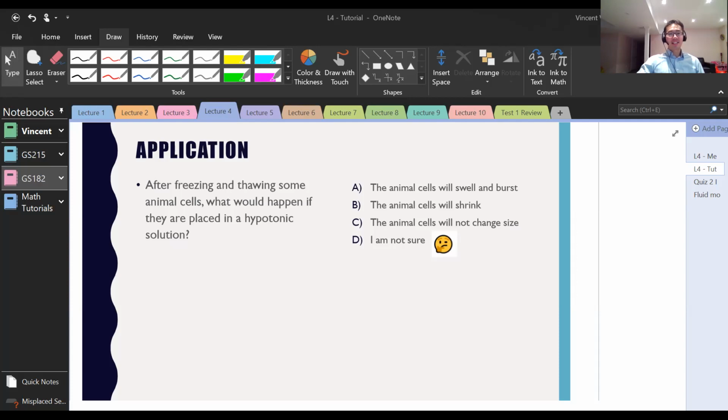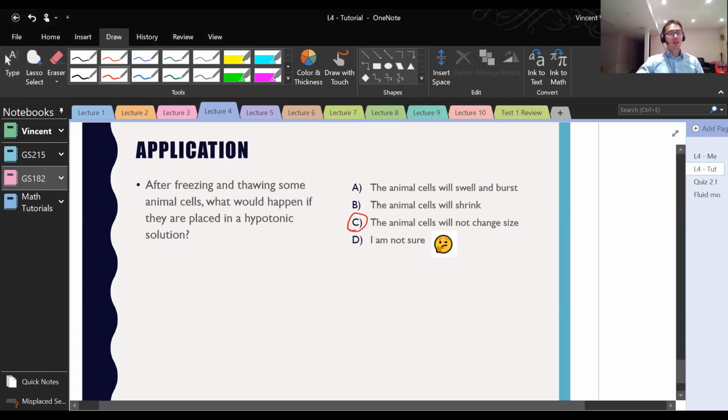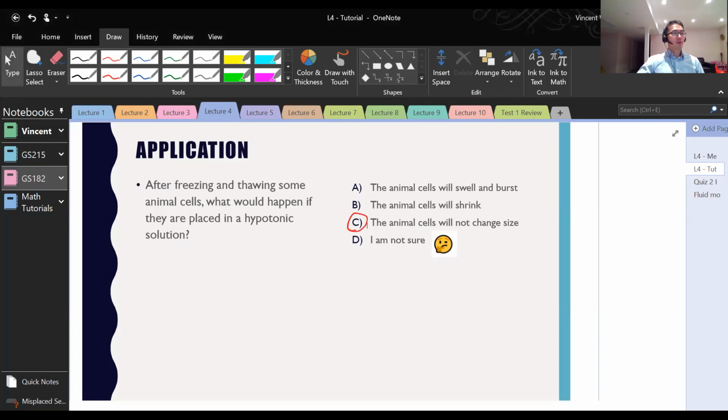And the winner is the 2 people who chose C. That is the correct answer. Very good. So the 2 of you, whoever you are, who chose C, do you want to explain to us why you chose C? I can explain if that's all right. Of course, please go ahead.